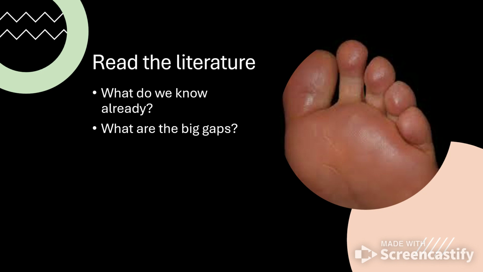First of all, you need to read the literature. What do we know already about the topic? What are the big outstanding questions about osteosarcoma of the great toe? What treatments are people using already? What are the things we don't know? Is it already treated really well, or is there a high mortality and a need for new treatments? Is paracetamol already an established treatment for osteosarcoma of the great toe?